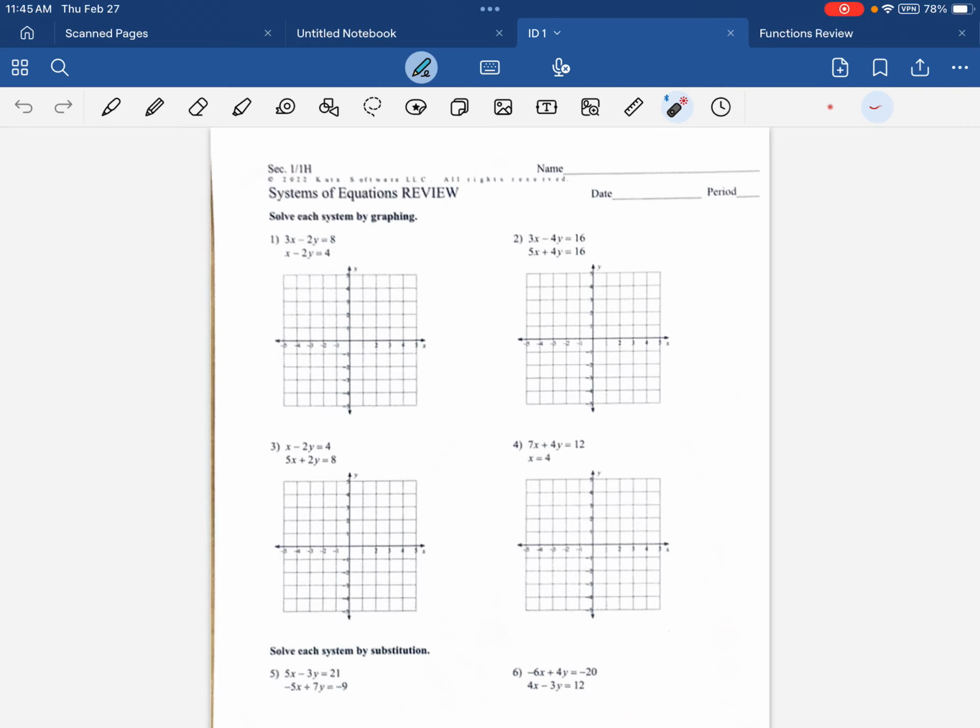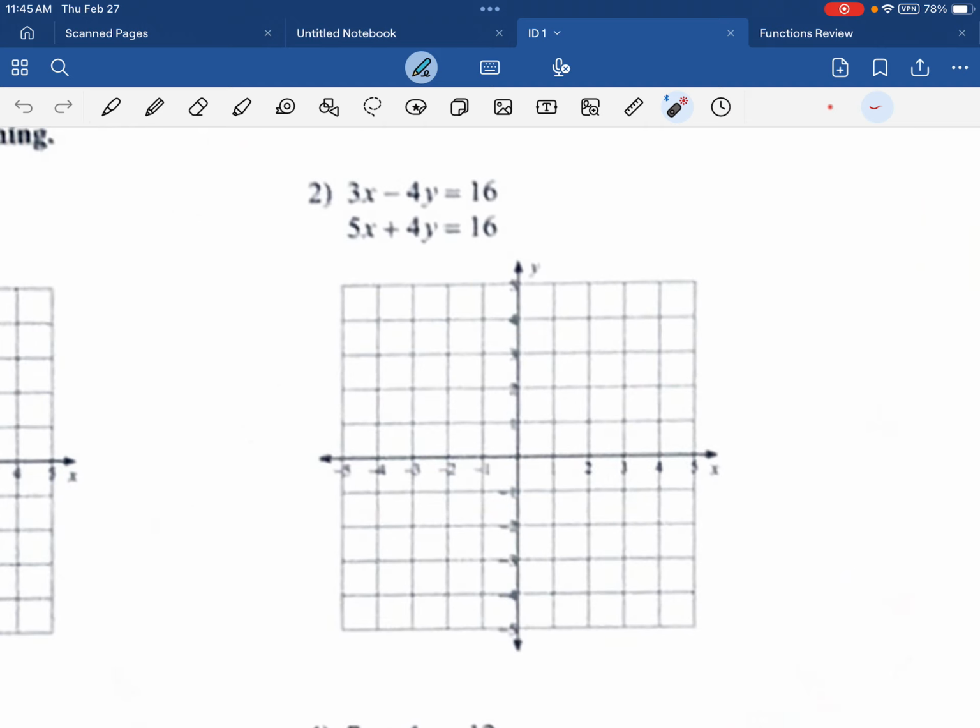Hi guys, welcome back. So in preparation for our test tomorrow, let's review how to solve a system of equations by graphing. I'm looking at problem number 2. We solved problem number 1 today in class. Go team.